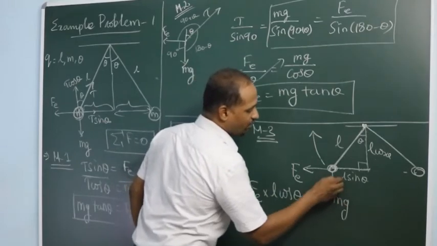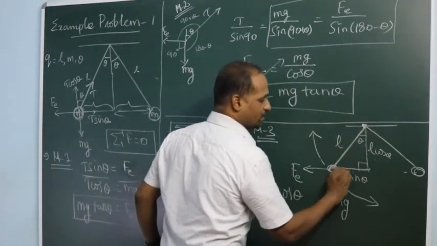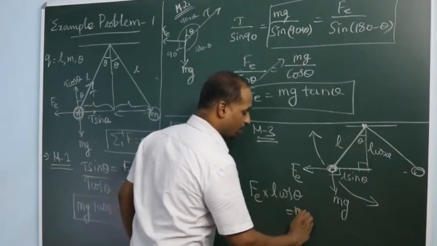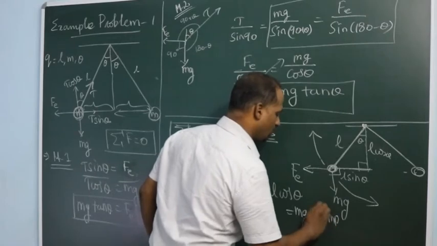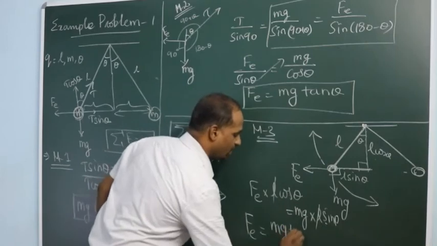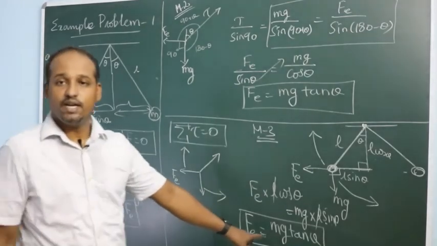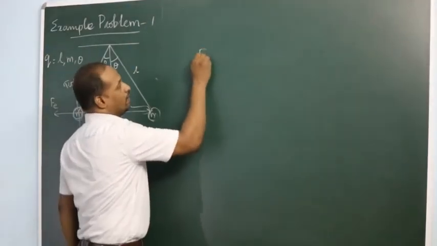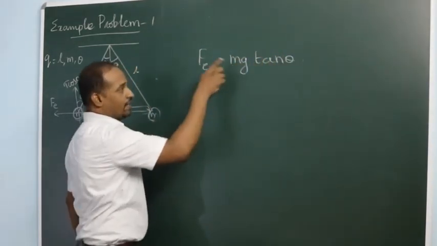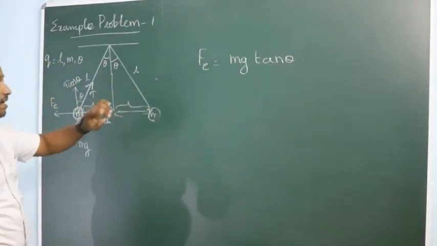torque produced by mg, which is trying to take the system this way, and for mg from the point of suspension the perpendicular distance is L sine theta. So Fe into L cos theta must be equal to mg into L sine theta. L and L will be cancelled. Fe will be equal to mg into sine theta by cos theta, which is tan theta. In all three of our methods, Fe yields mg tan theta. So what we have arrived at, Fe is equal to mg tan theta. So m is in our answer, charge is the unknown.